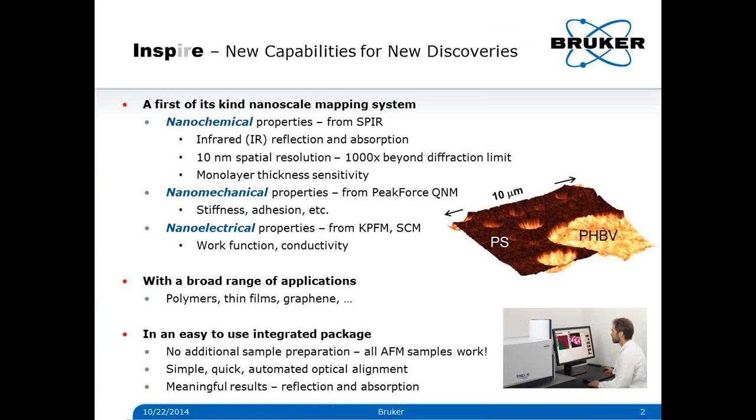The Inspire system gives you new capabilities for your science, and it's doing this by combining nanochemical information that you extract directly from the scanning probe IR data, which means you get infrared reflection and infrared absorption of your sample at a spatial resolution which is down to 10 nanometers. So usually if you talk about infrared spectroscopy, you go to wavelengths around 10 micrometer, and 10 nanometer is 3 orders of magnitude better, so you can see really fine detail with that.